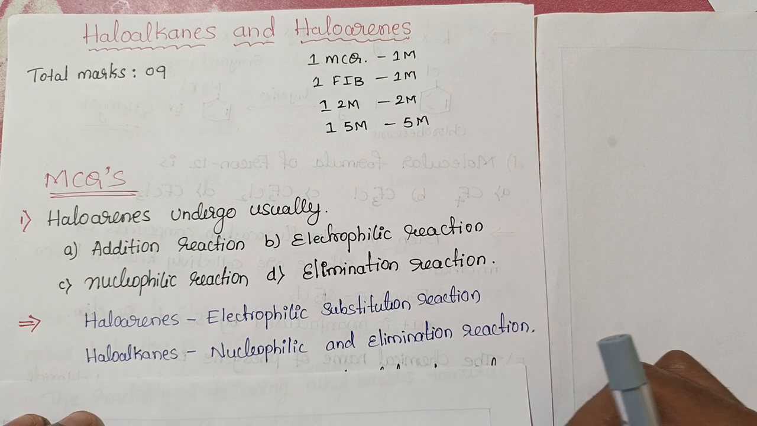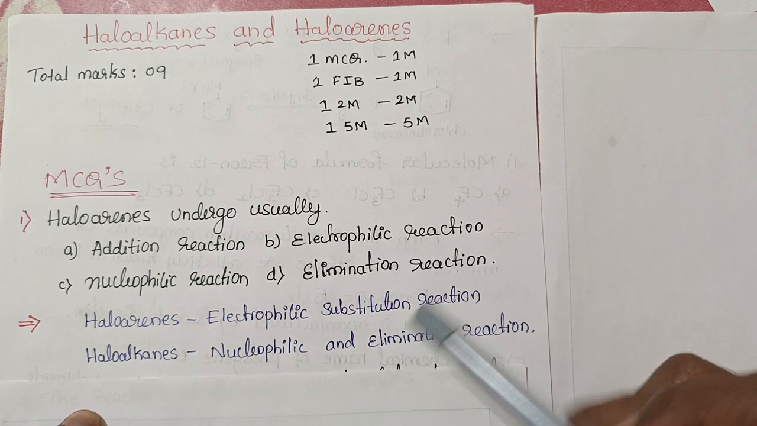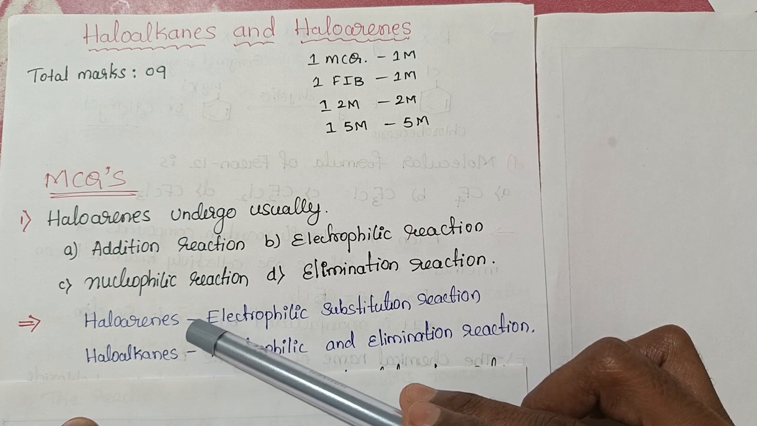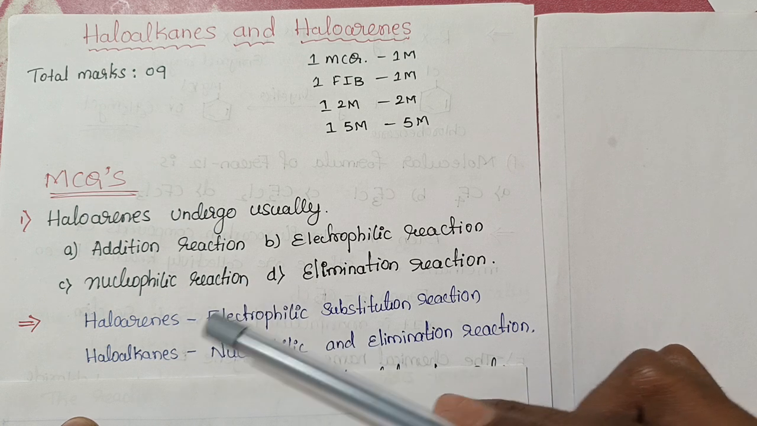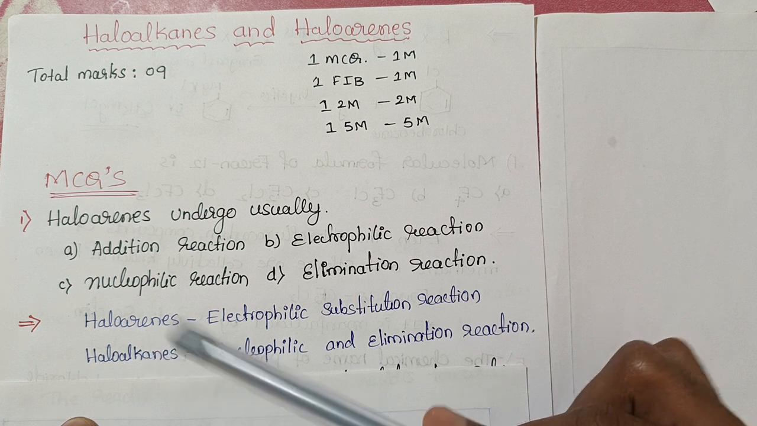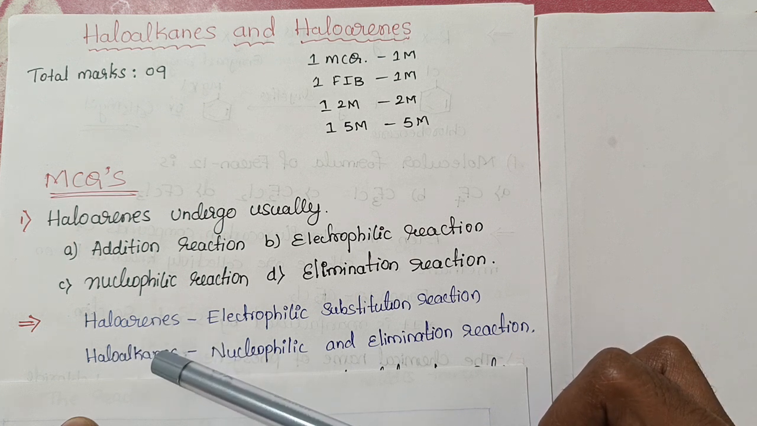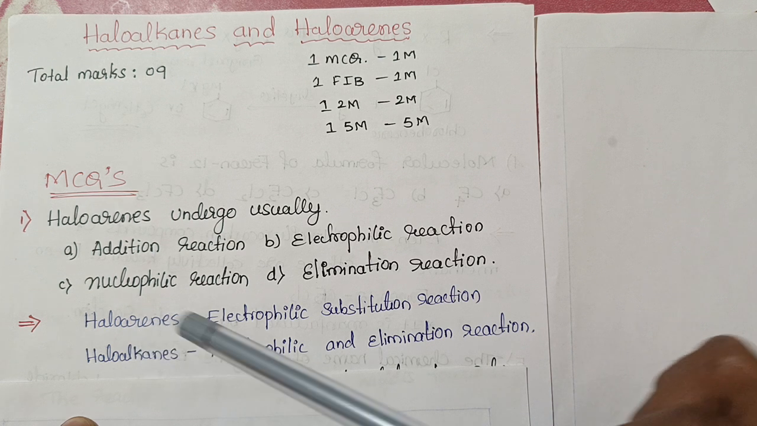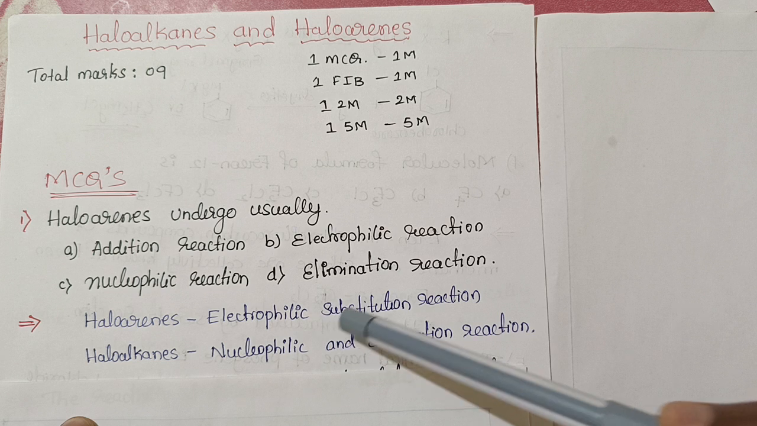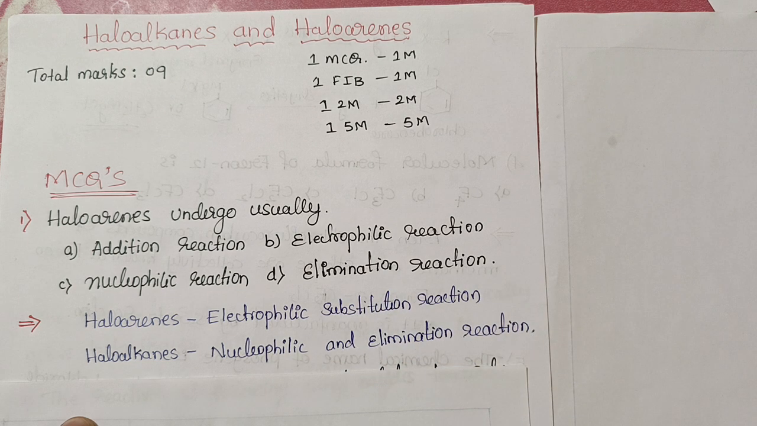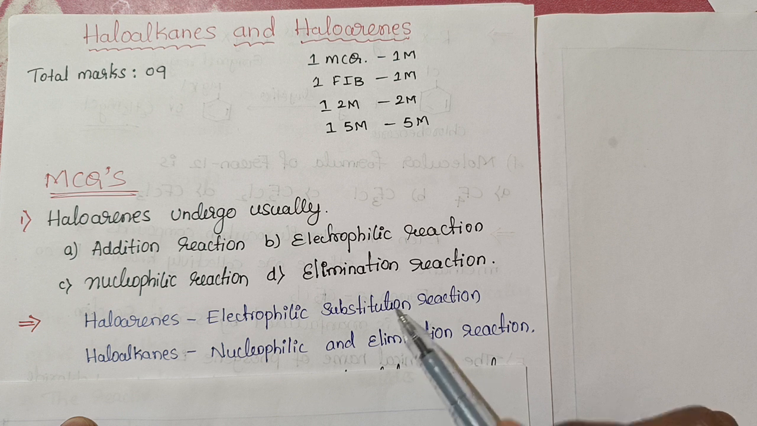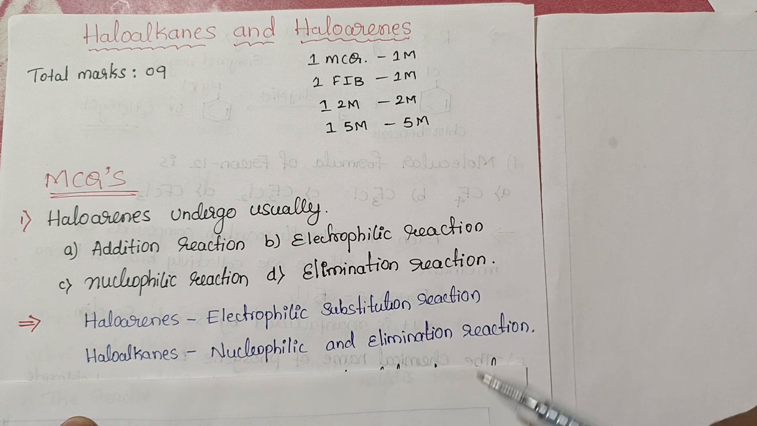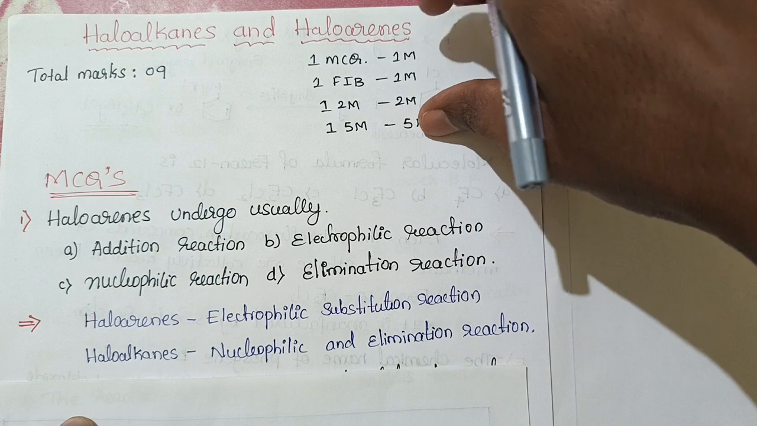The first one is haloarenes. You should remember that haloarenes means the halogen is attached to an arene. Arene rings means a benzene ring or an aromatic ring. Haloalkanes means the halogen is attached to any type of alkyl group. Haloarenes usually undergo electrophilic substitution reaction, and haloalkanes undergo nucleophilic as well as elimination reactions. What are nucleophilic, elimination and electrophilic substitution reactions? I will explain while explaining the 2 mark as well as the 5 mark questions.